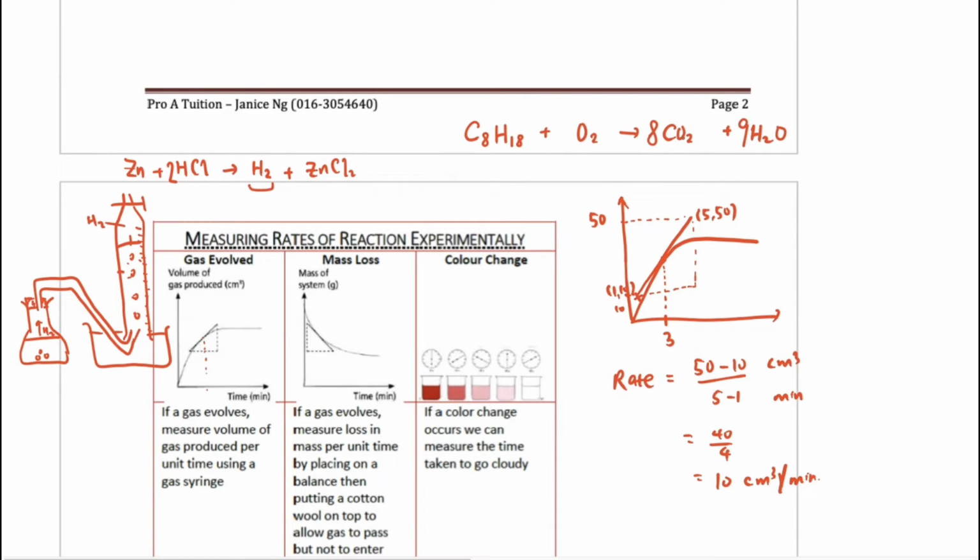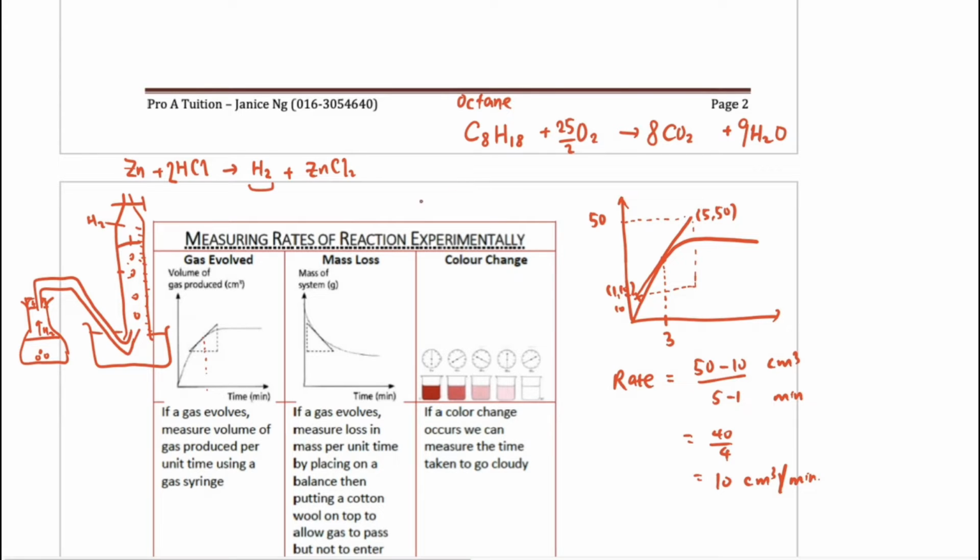Okay, then you can count your oxygen. 8 times 2 is 16. 16 plus 9 is 25. So 25 over 2, because here I have 2. 25 over 2, 2 over 2, then you get 25 oxygen atoms. The burning of this alkane is known as octane.